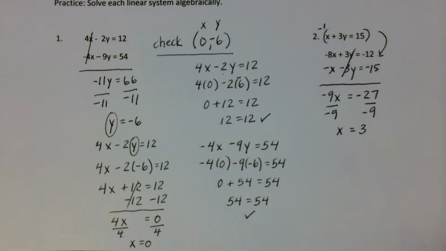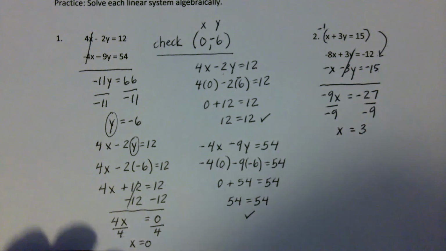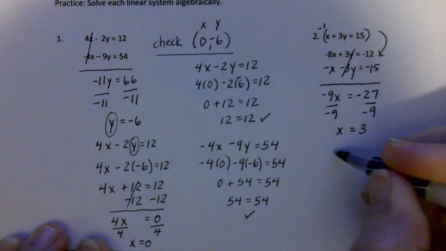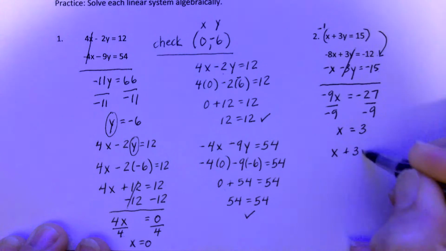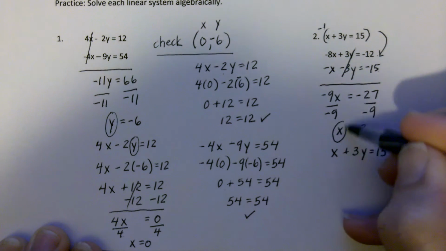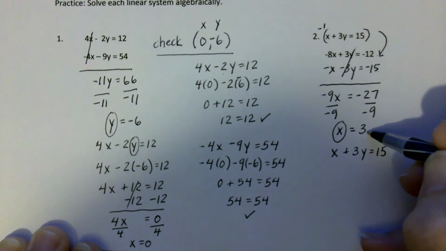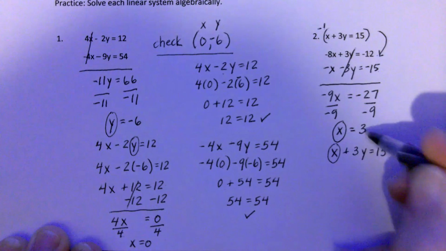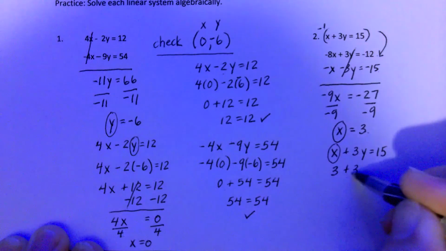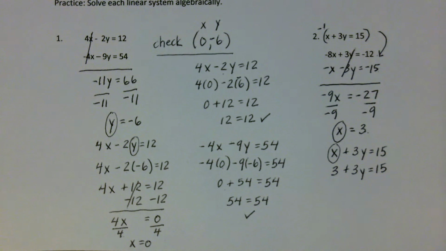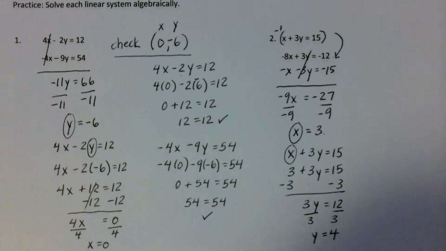Let's find our y value. Pick your favorite equation. I'm going to pick the one on top because it looks a little bit easier to work with. I'll write x plus 3y equals 15. In place of x, I'm going to put the equivalent value. So I see x here. I'm going to replace it with 3. And I'm going to solve for y. Okay, stop the video, solve for y, and start up again.